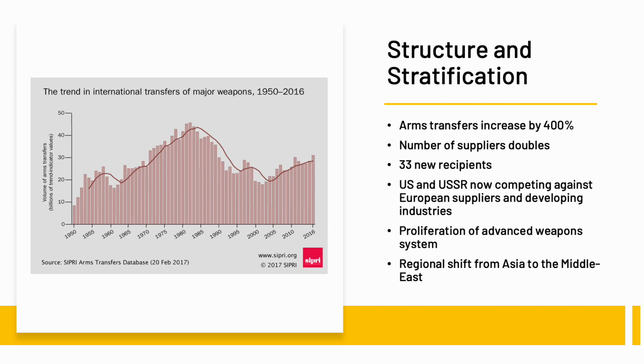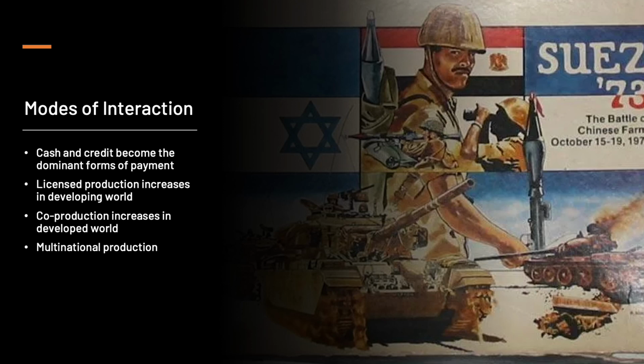We're also seeing a shift from Asia to the Middle East. This is in the latter period. So remember, during the early period, we're seeing a shift from Europe to Southeast Asia. Now the majority of your arms transfers, as far as the superpower blocs are concerned, is going to the Middle East. Looking at the modes of interaction during this particular period, we see that cash and credit become the dominant forms of payment.